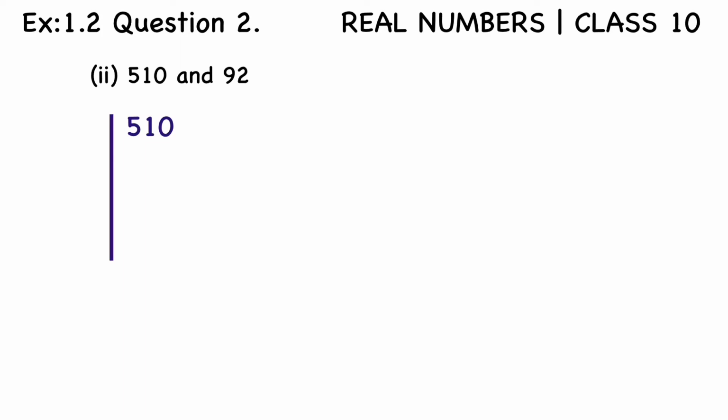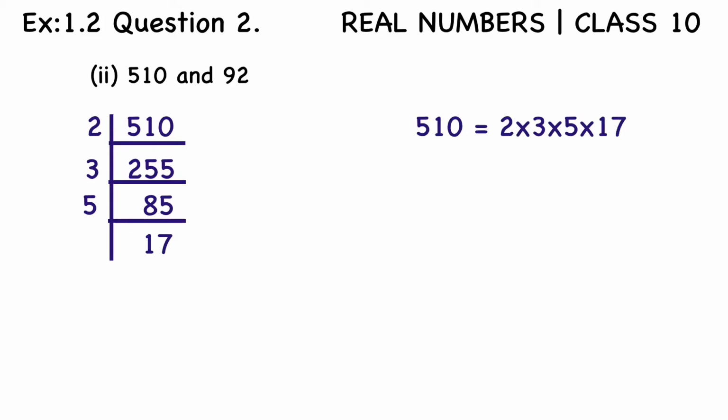Now we could check with the normal method. So 510 by 2 is 255. You know it's not divisible by 2, so go for 3. So 2 plus 5 plus 5 is 12, so it's divisible by 3. So 255 by 3 gives 85. Now 85 is not divisible by 3 because 8 plus 5 is 13. Now go for 5. So 85 by 5 is 17. So we have 510 is equal to 2 into 3 into 5 into 17.